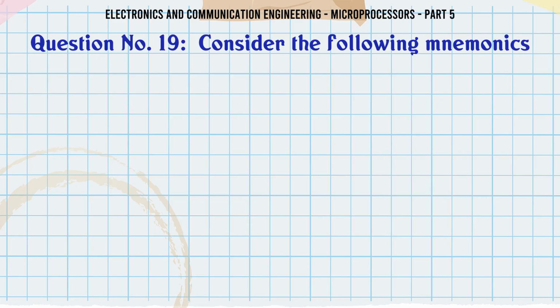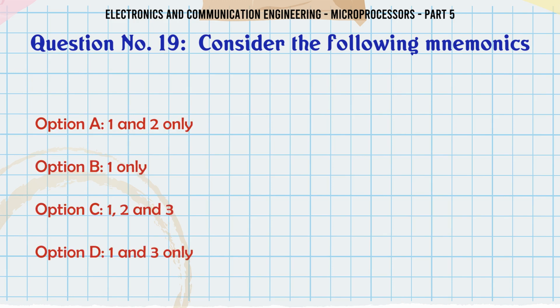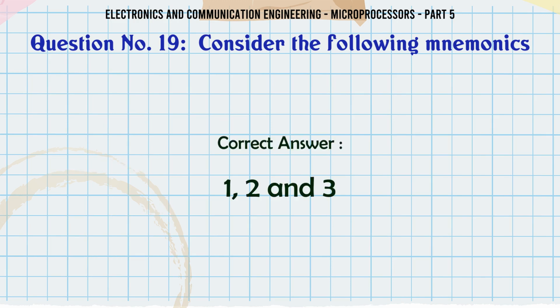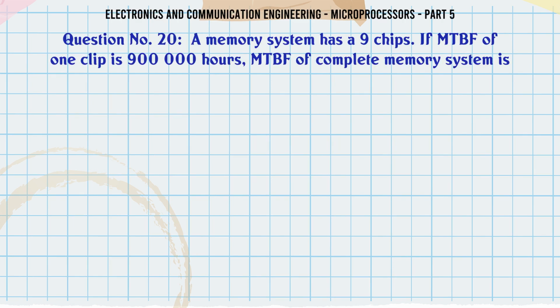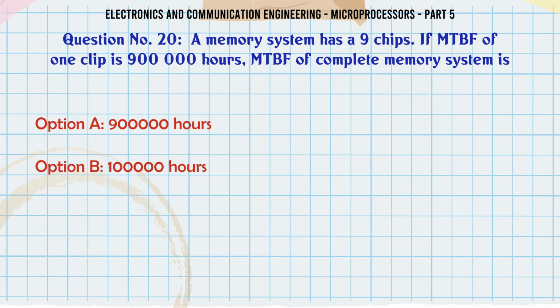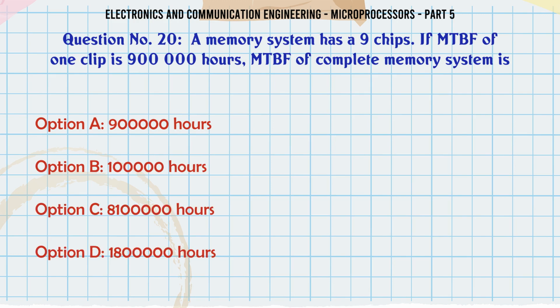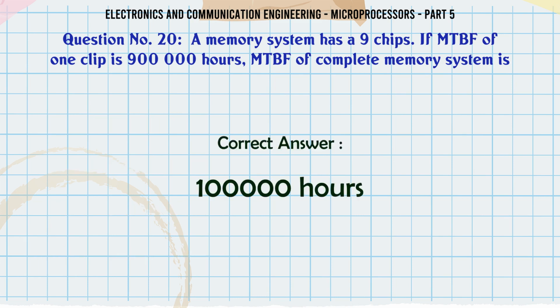Consider the following mnemonics. A. 1 and 2 only. B. 1 only. C. 1, 2 and 3. D. 1 and 3 only. The correct answer is 1, 2 and 3. A memory system has 9 chips. If MTBF of one chip is 900,000 hours, MTBF of complete memory system is A. 9 lakh hours. B. 1 lakh hours. C. 81 lakh hours. D. 18 lakh hours. The correct answer is 1 lakh hours.